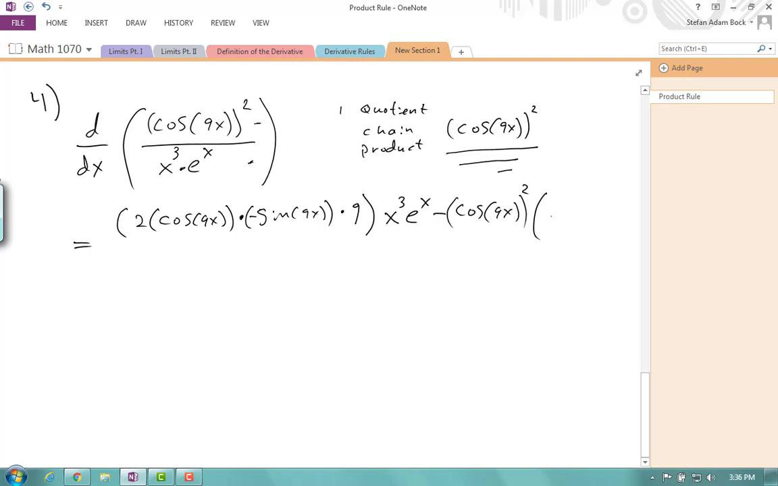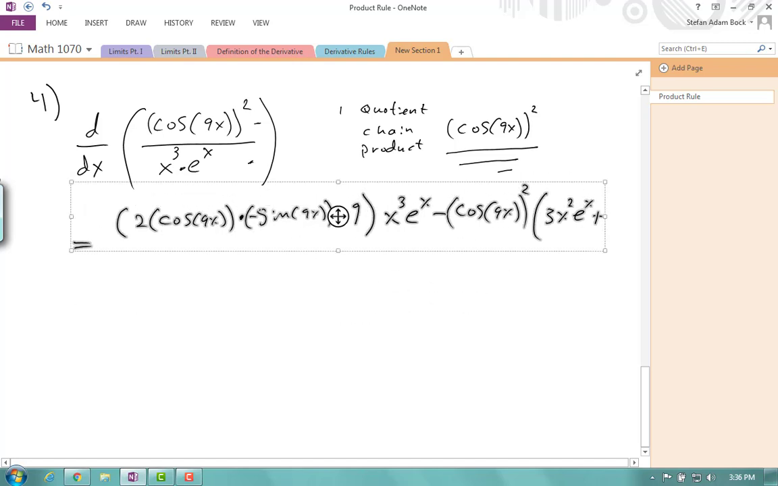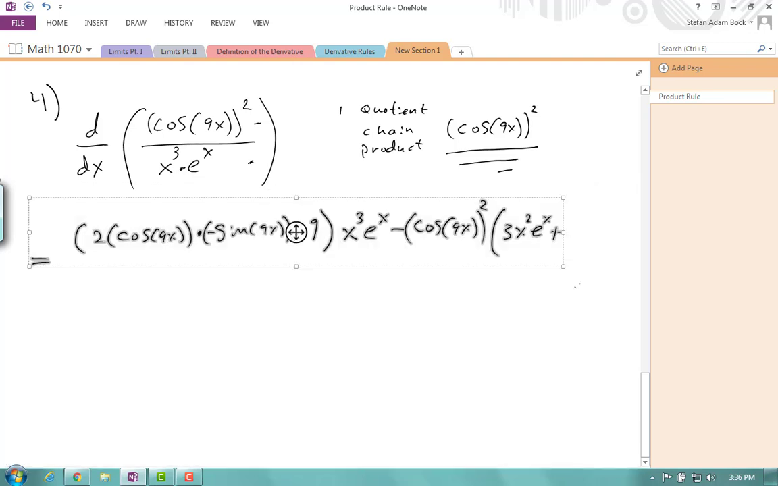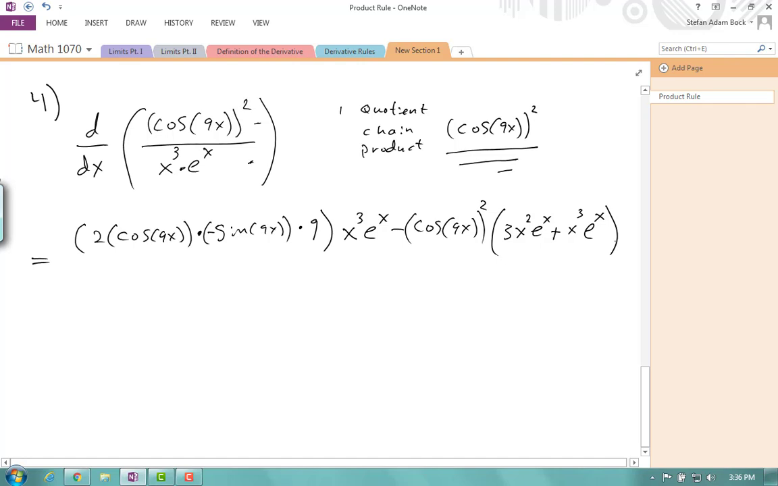I'll have 3x squared e to the x plus... I'm going to cheat. There we go. Don't you wish you could do that? Plus x cubed times the derivative of e to the x, but the derivative of e to the x is just itself. So be careful with dealing with these, because this first e to the x is not a derivative, but this second e to the x is a derivative.